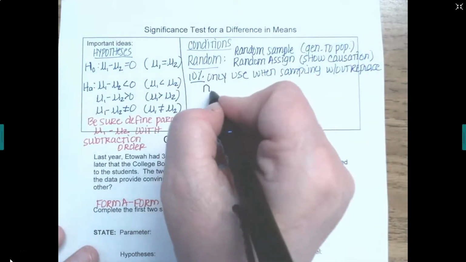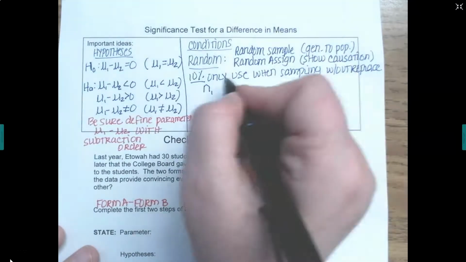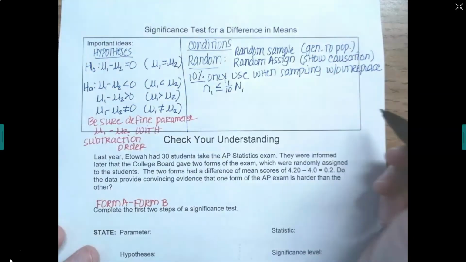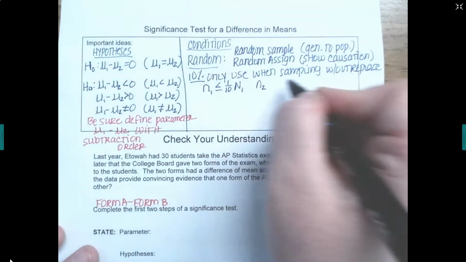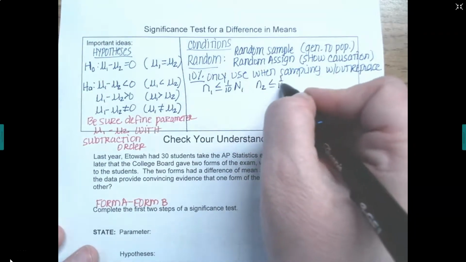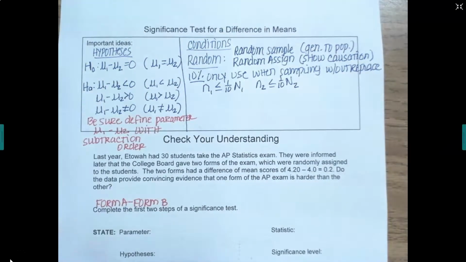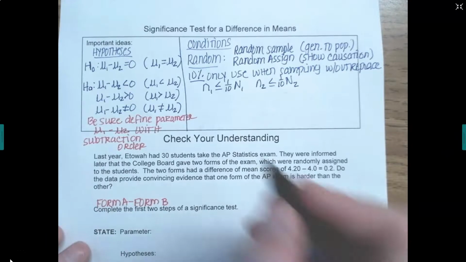Otherwise, you want to note the sample size 1 is less than or equal to 1/10 of the population of 1, and sample size 2 is less than or equal to 1/10 of the population of 2. Got to include both of them.